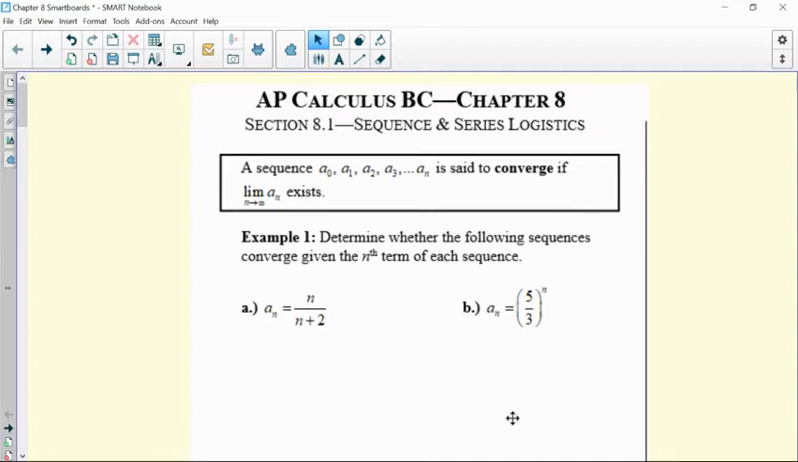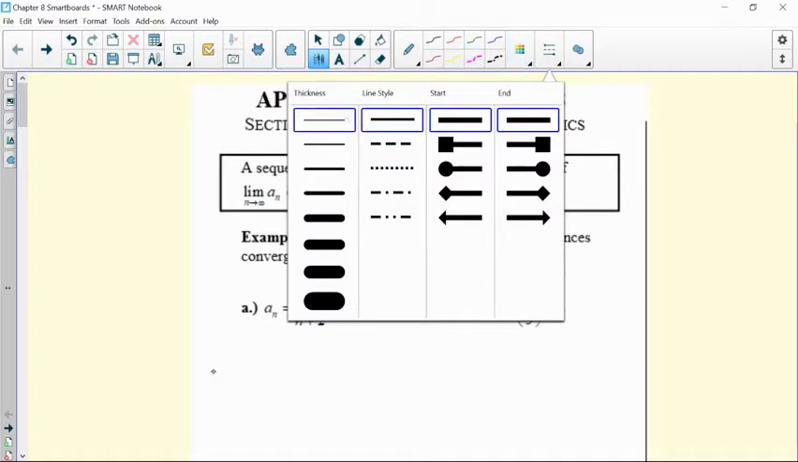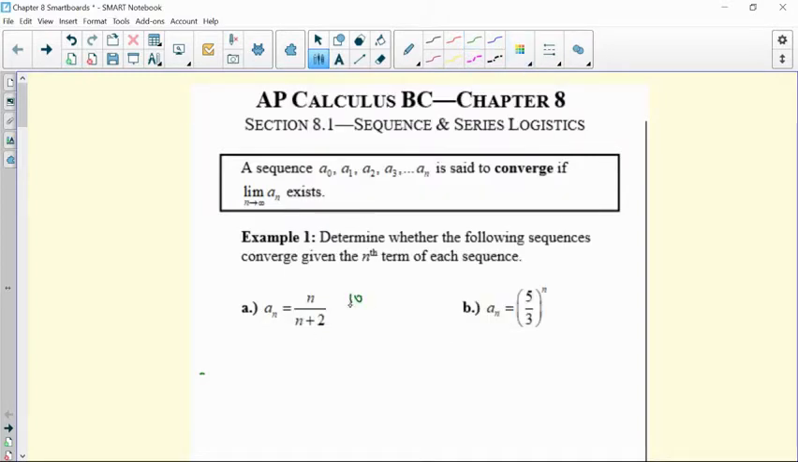So if I look at this first example, a sub n equals n over n plus 2. I could list out the 10th term if I wanted, or I could say, oh, I know what the 10th term is. The 10th term would be 10 over 12, right? Or if I wanted the 100th term, there's 100 over 102. The 10,000th term, 10,000 over 10,002.